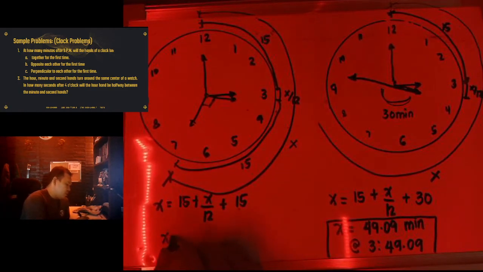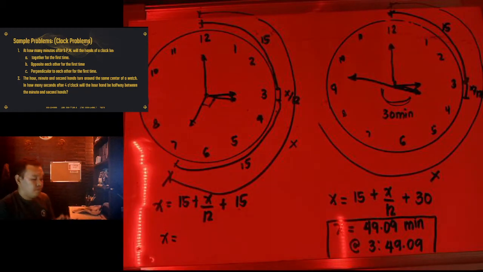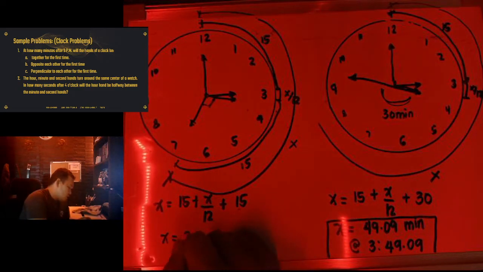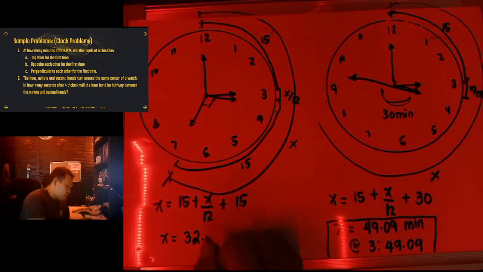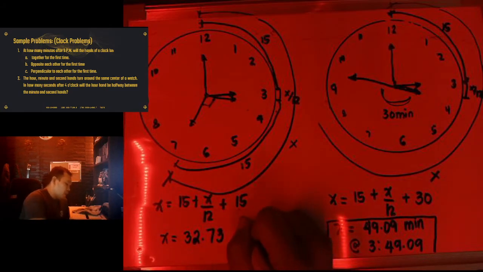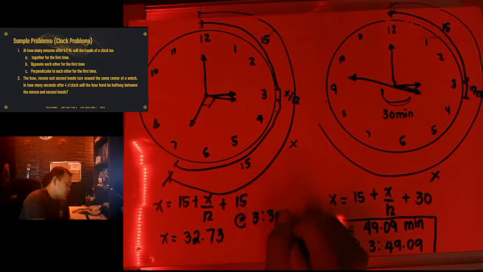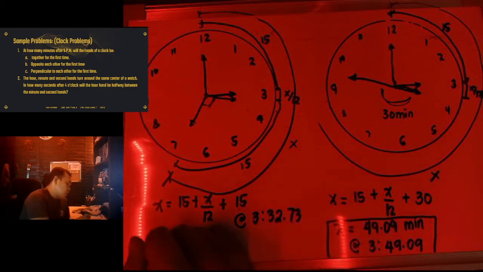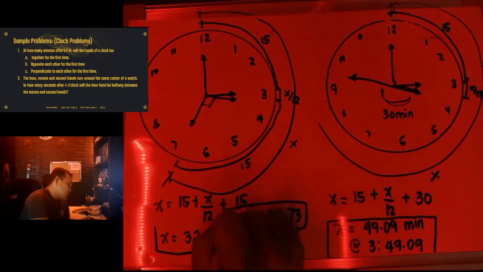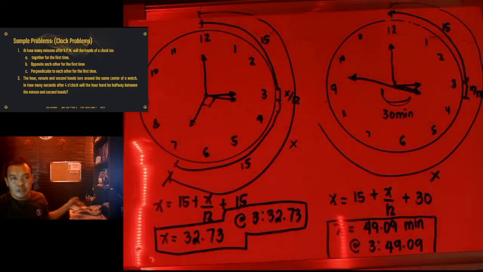Therefore, x is equivalent kay 32.73. Therefore, at 3 and 32.73 time, doon pa lang magkakaroon ng first perpendicular ang hour hand at saka minute hand. Okay? So next, let's proceed to problem number 2.